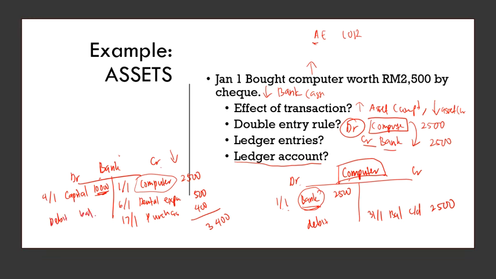Okay, so balancing of the 31st January, the balance carried down will be 10,000, this figure on debit side, minus with total of credit side, that is 3,400. So you will have 6,600. Okay.